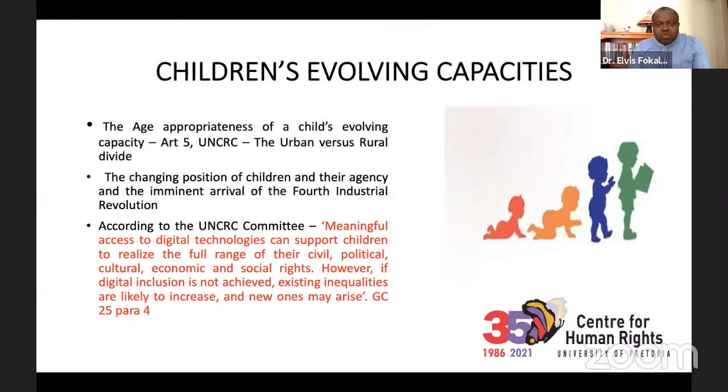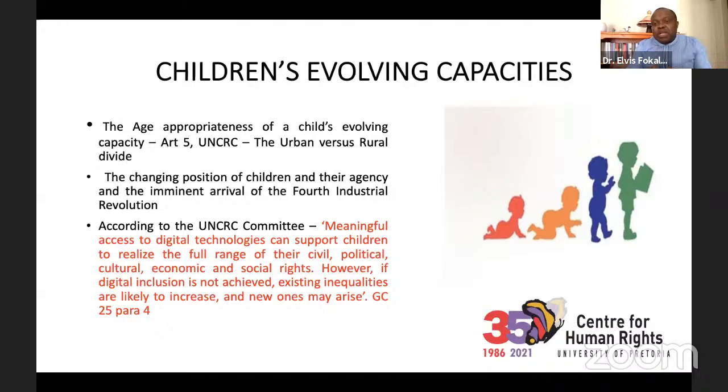But what I want to insist or flag here is the argument of the urban and the rural divide of where children grow. We all know that the evolving capacities of a child are in many ways developed and fortified by the environment in which the child grows. So irrespective of what happens within the family setting, that environment usually guides and fortifies the child's ability to interact with the gadgets that they have with them, or with the challenges that they face in their own world.